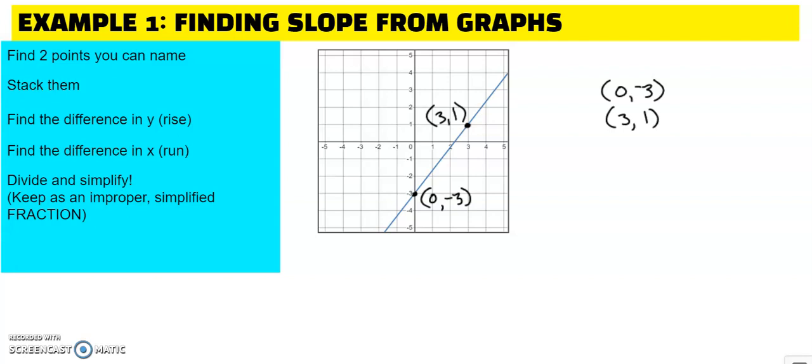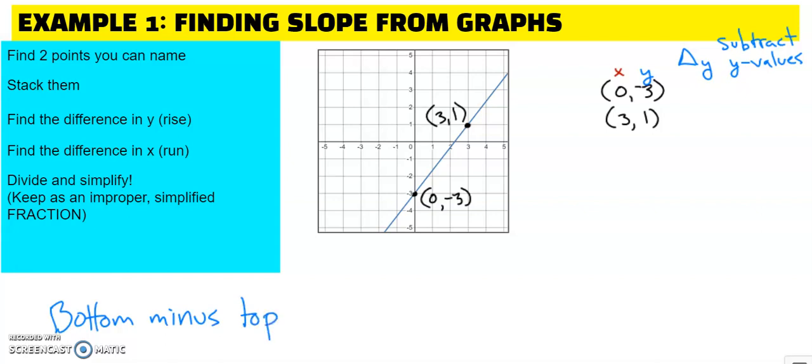Okay. I'm going to label everything here x, y, my coordinates, just to know, because next thing that I'm going to do is I'm going to find the change in y, which tells me to subtract the y values. That's what change in y wants me to do. And a really big note here is when we subtract, we're going to subtract the bottom minus the top. Okay, bottom minus top. So we do bottom value is 1 minus the top value is -3.